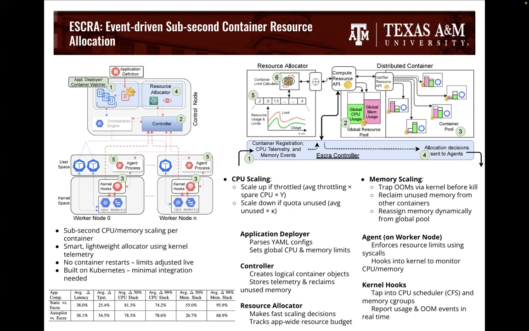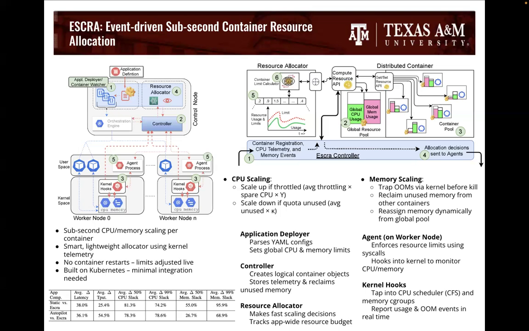That's where ESCRA comes in. ESCRA reimagines resource allocation in container environments. It's a lightweight, event driven system that reacts in sub-second intervals, based not on outdated metrics but on live telemetry from the kernel. And the best part? It works on top of Kubernetes. Hence, it requires no container restarts and is built for high performance single tenant applications.